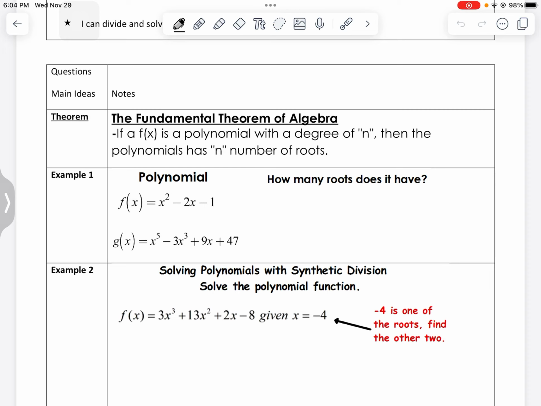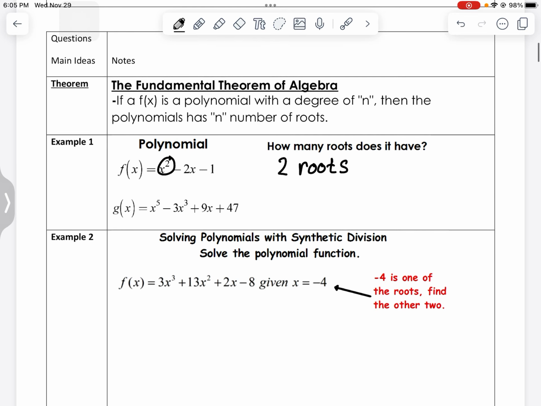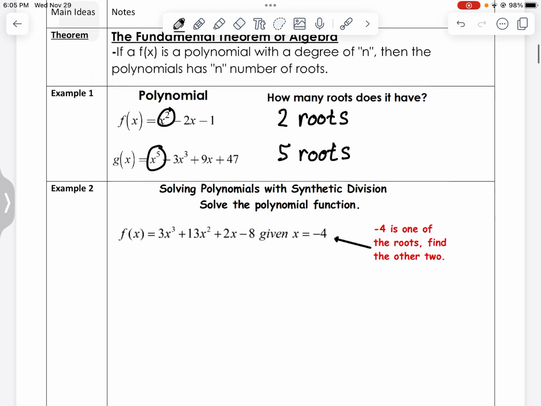Basically what this means is the degree of the polynomial, whether it's a cubic, quartic, quadratic, that always will match the number of roots or the number of solutions. So in this first example, notice that we have x squared. Since that's the highest degree, that tells us we're going to have 2 roots. Here we look at this next one. This one's a little bit bigger of a polynomial. It's x to the 5th, therefore it would have 5 roots. So the roots or the solutions always match the degree.